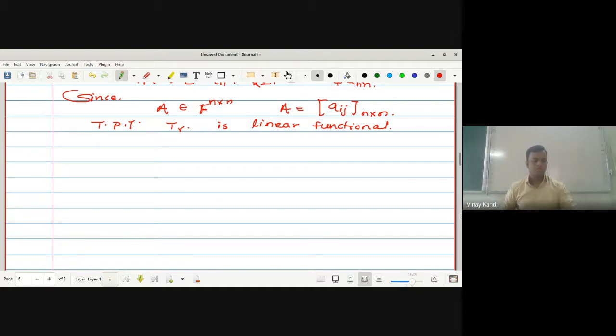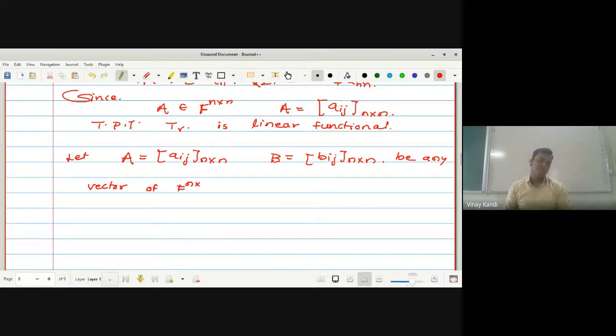So let us take two matrices from our domain. Let A be the matrix Aij of order n cross n, and B be the matrix Bij of order n cross n, be any elements or any vectors of F^(n cross n), and take C to be any element of the field F. It is a scalar. Okay.